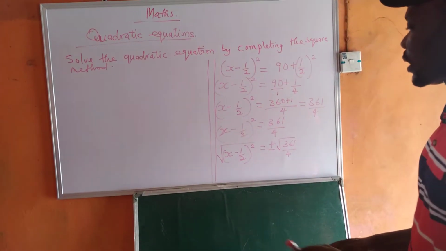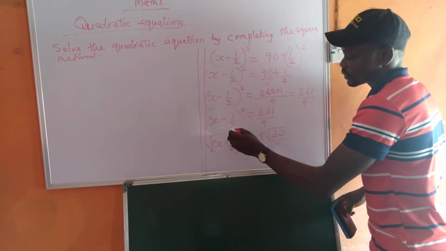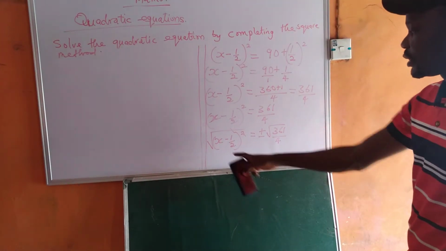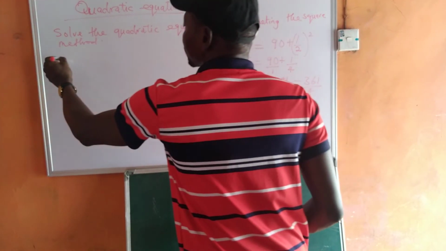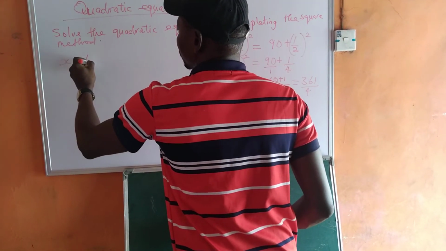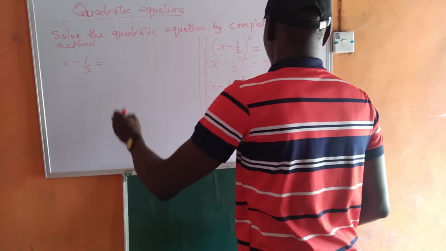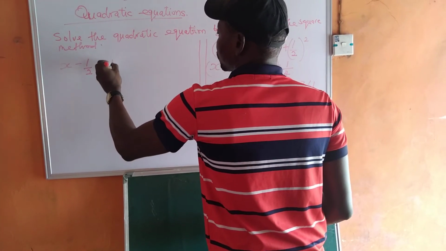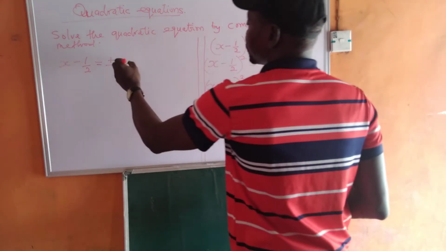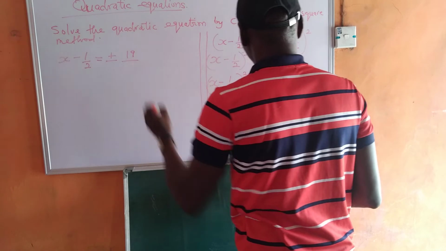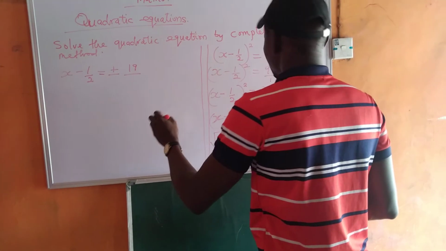Now, what we are left with is, by the time the square root cancels this square, we have x minus 1 over 2 equals plus or minus, what is the square root of 361? That should be 19, all over the square root of 4. The square root of 4 is 2.